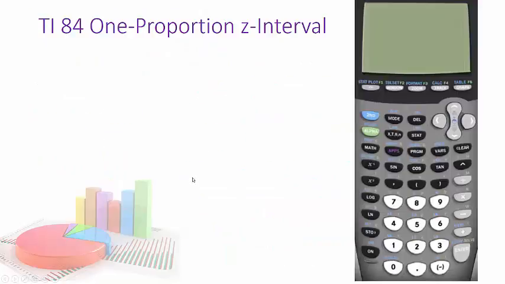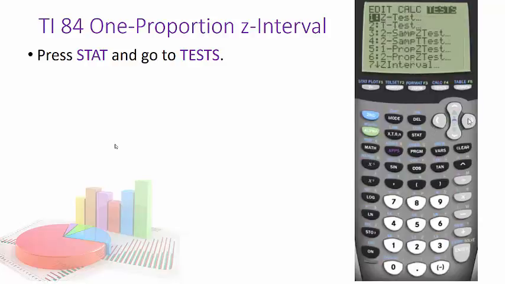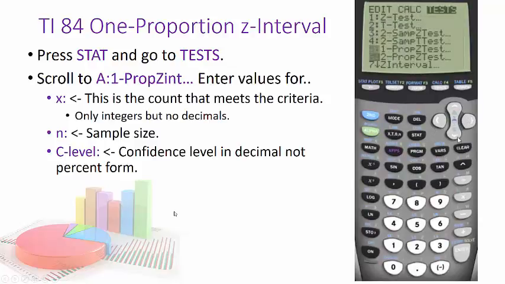Now, your calculator does this as well. So press Stat and go to Test. So I'll go ahead and turn on my calculator, pressing Stat, going to Test. And then I'm going to scroll to 1-PropZInt, which is about A on the list for most of the calculators.